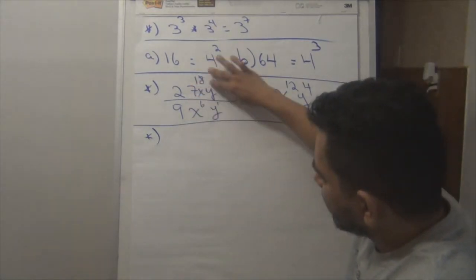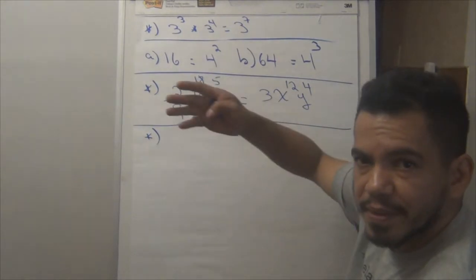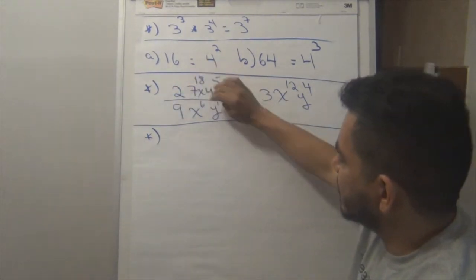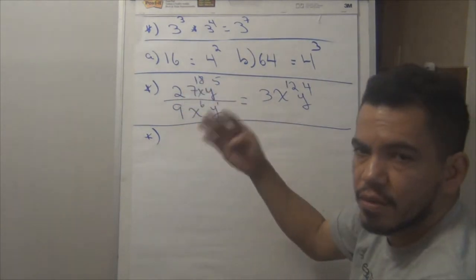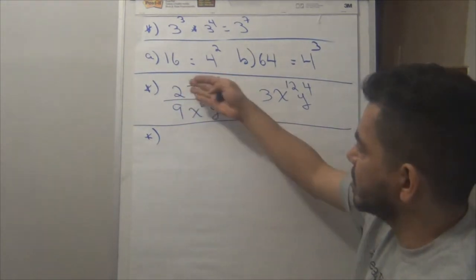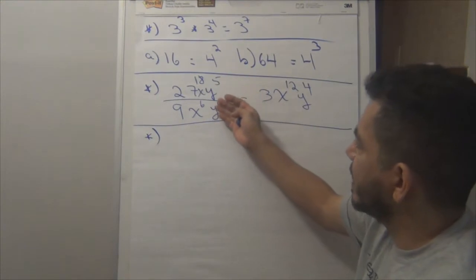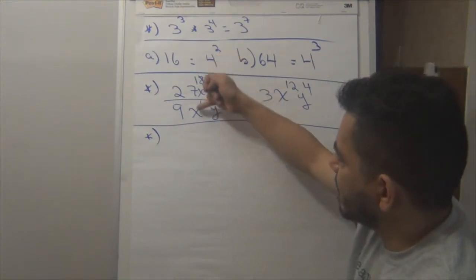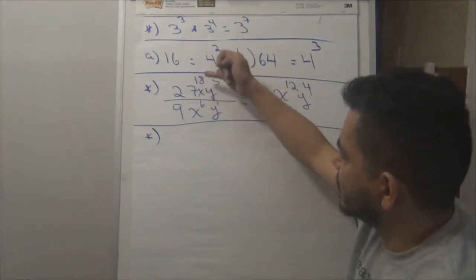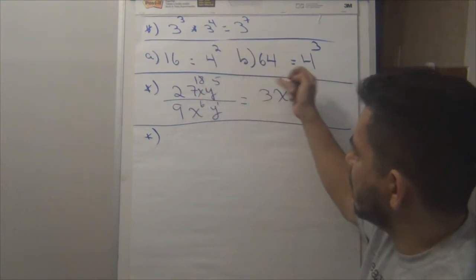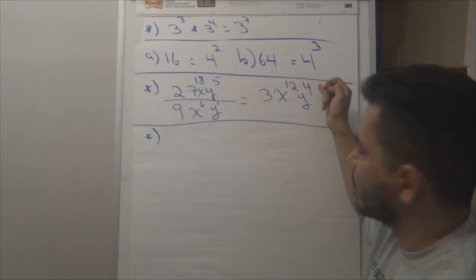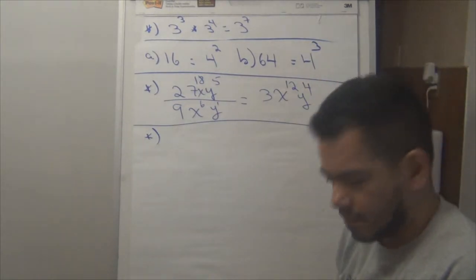Well, y means explain. So what you can say is the following. Well, we know that when we divide coefficients, okay, we just divide them. So 27 divided by 9 is 3. And then when you divide powers of the same base, we have to subtract. So x to the 18th divided by x to the 6th is 18 minus 6 is 12. And then 5 minus 1 is 4. And that's it.